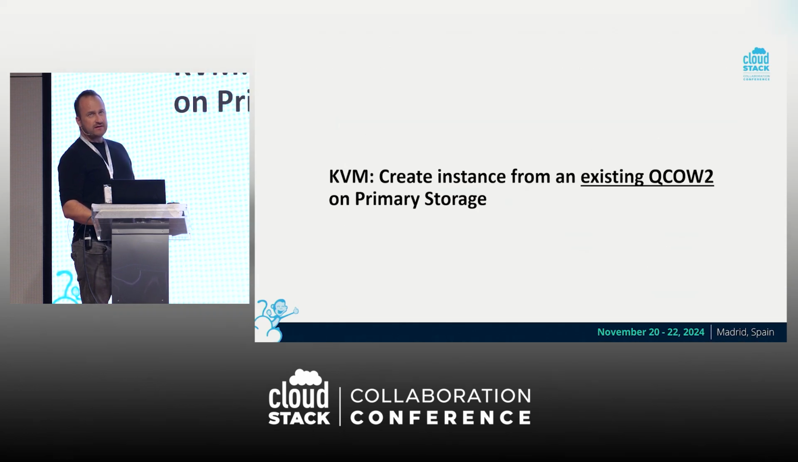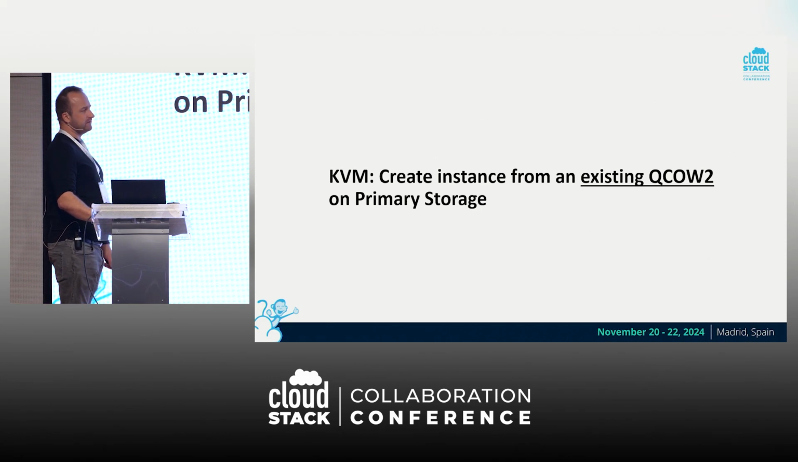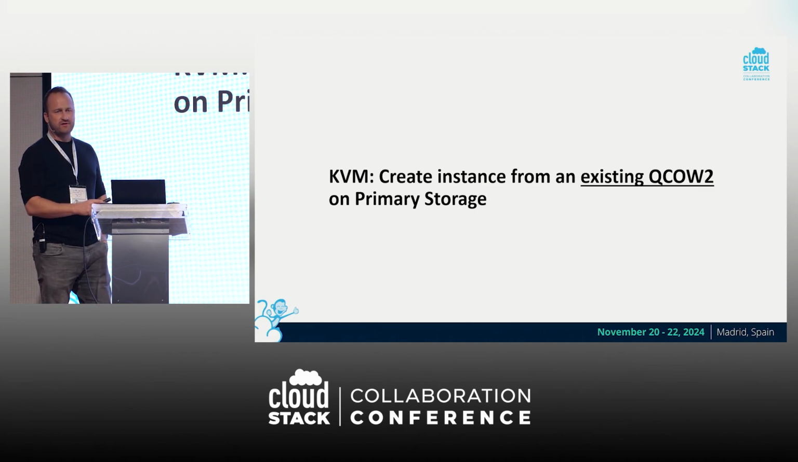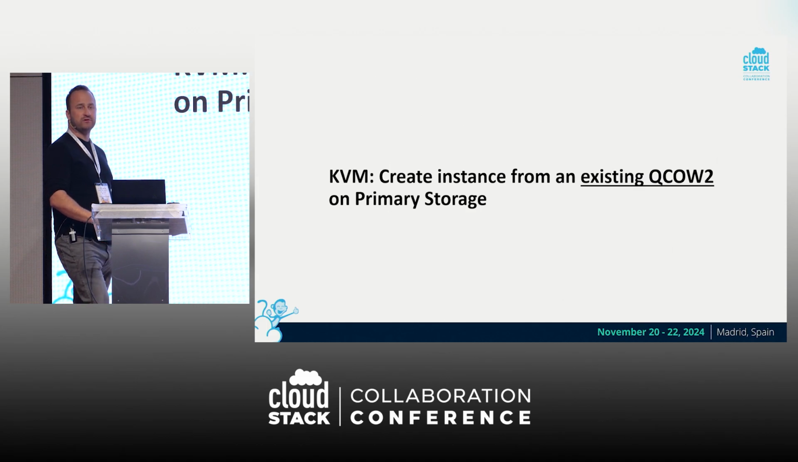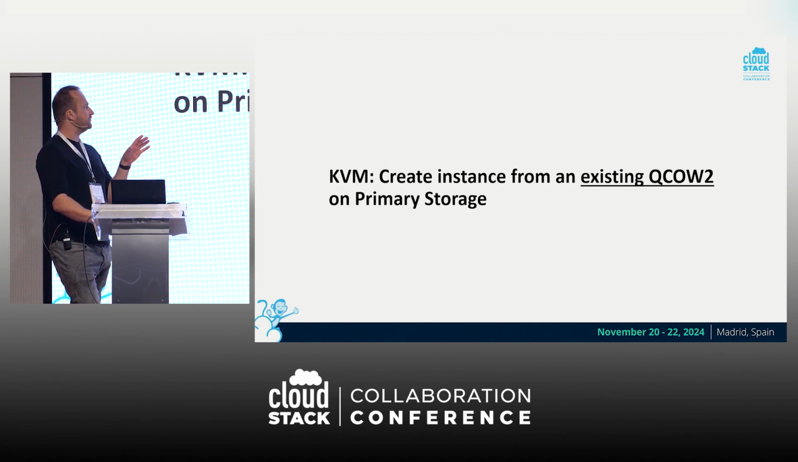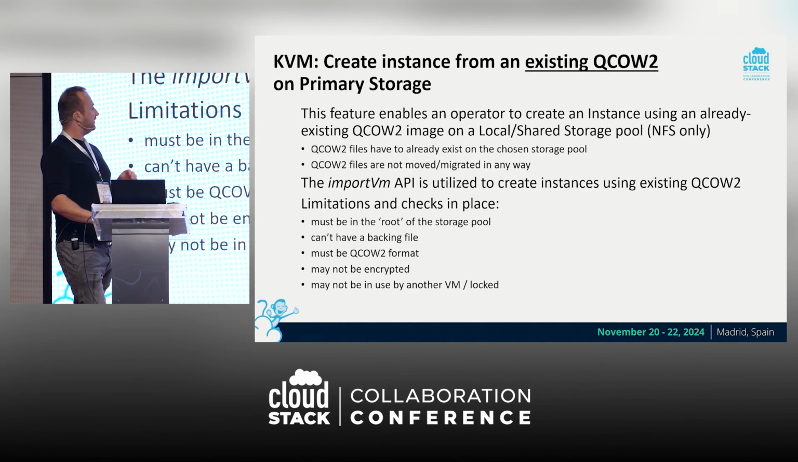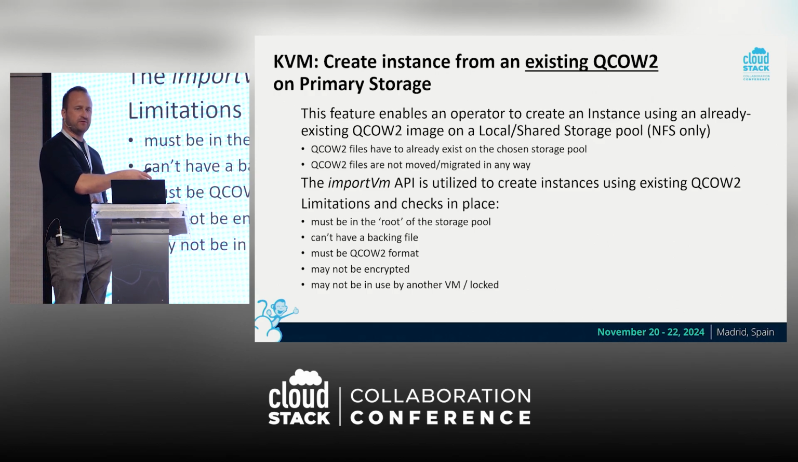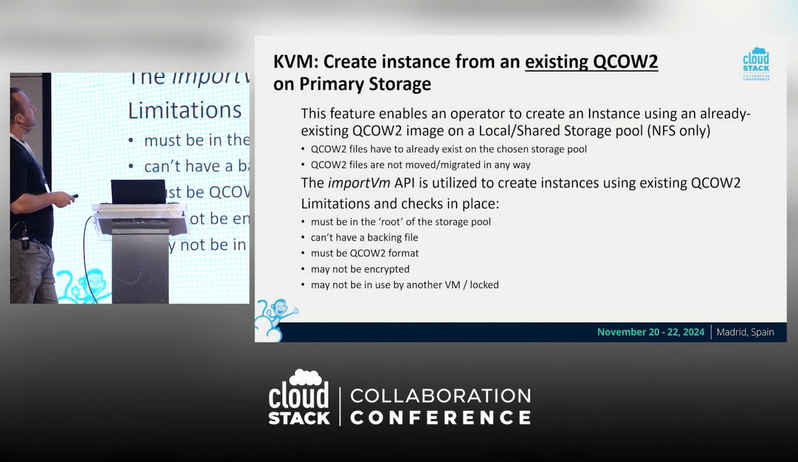Now, another feature is creating an instance from the existing QCOW2 file that was previously placed on the primary storage. So you do whatever magic from whatever hypervisor, and you produce, let's hope, a bootable QCOW2 file, and you place it in the root directory of the primary storage. It has to be in the root directory, as it says on the screen. So we then have the option just to point CloudStack to the QCOW2 file and to create a VM out of it.